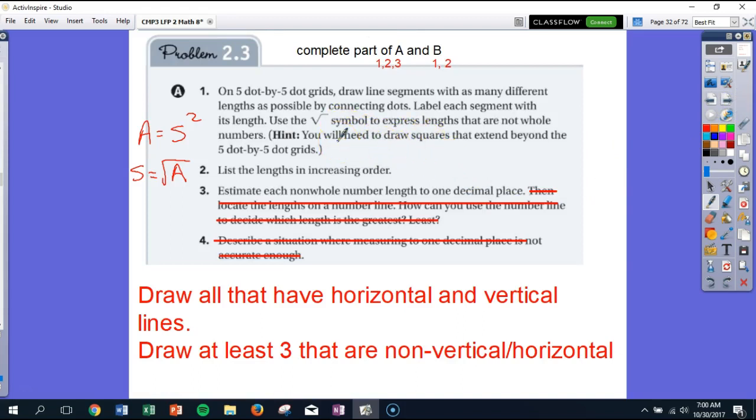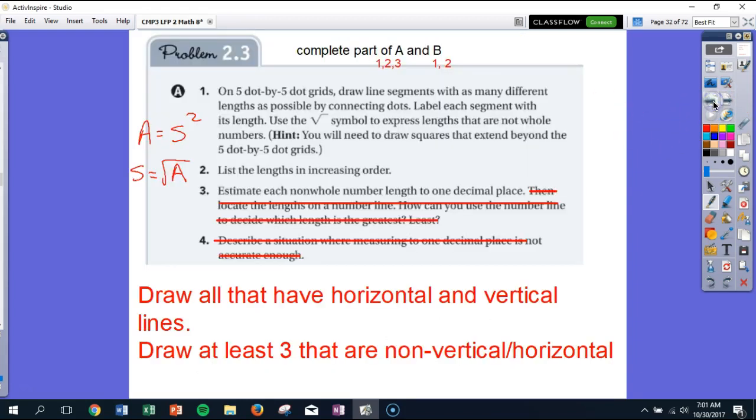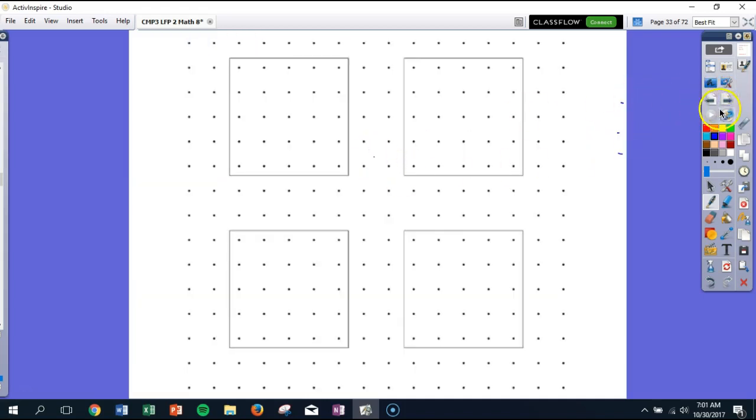But those going diagonal are going to be some sort of square root. Now, if you don't have the 5 dot by 5 dot grids, just use regular coordinate grid paper, graph paper, and mark off a 5 by 5 area as you need. I want you to do 1, 2, and 3 here in part A. Part 2 is list the lengths in increasing order and then estimate each non-whole number length to one decimal place. That means without a calculator.